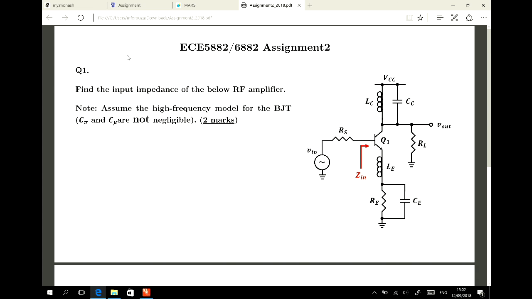Before I start the topic, assignment 2 is available, and please submit it by the end of next week. There are 2 questions, and question 1 is a simple calculation of Z-in for a BJT with a degenerative reactance, while C pi and C mu are not 0. Do not neglect those, and then calculate the impedance.